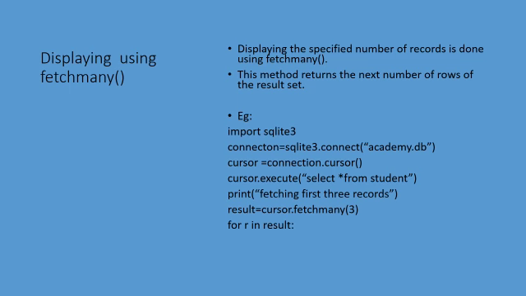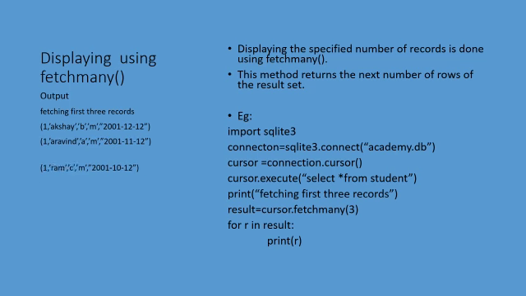Next I am going to print. For row in result, one by one will be stored and printed. Print row, the value will be printed. Once again it will check for all the data, and the entire thing will be printed using the for loop. Next, what is the output for this? Fetching first 3 records, and the data, as you can see, first record, second record, third record. This is how to display many records using fetchmany.